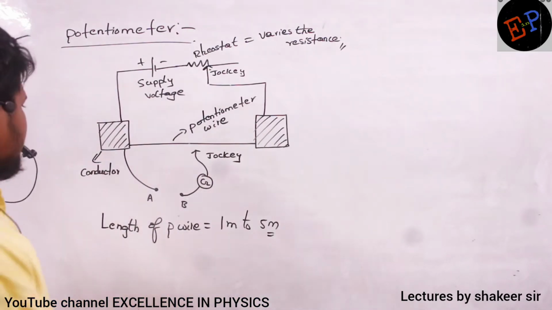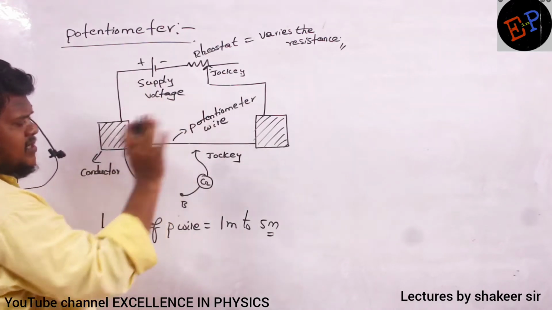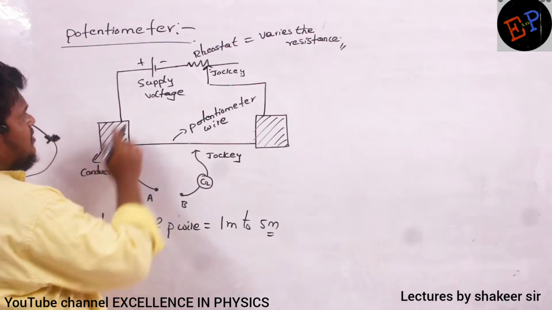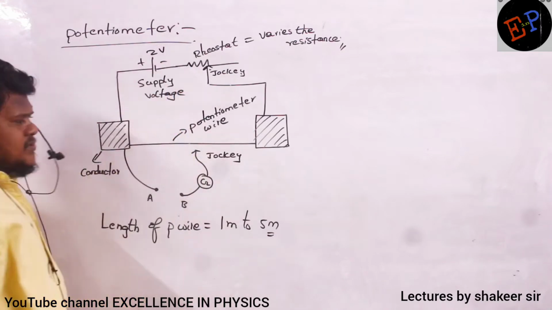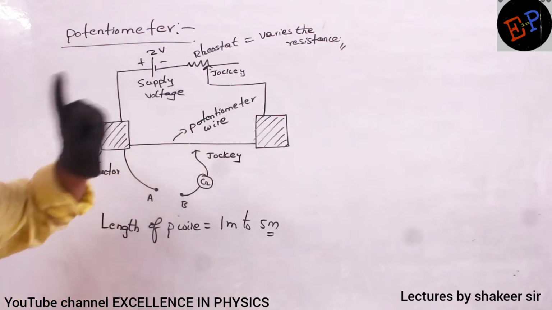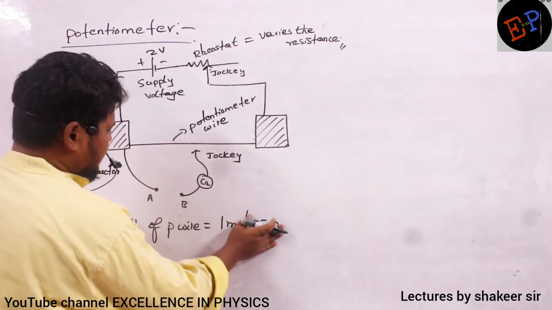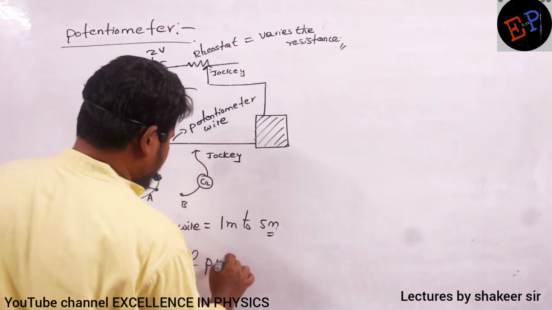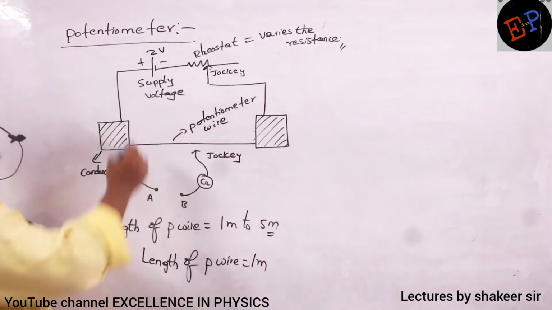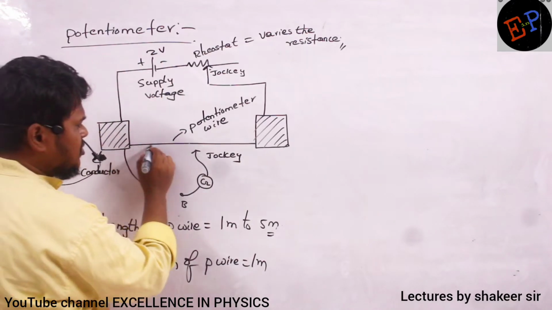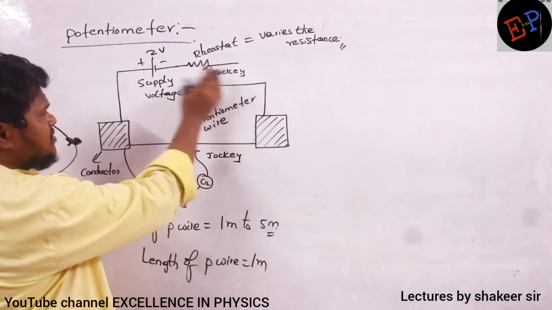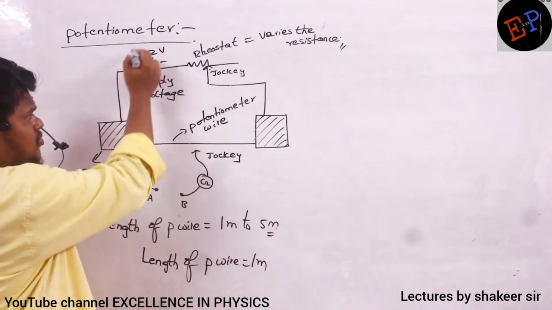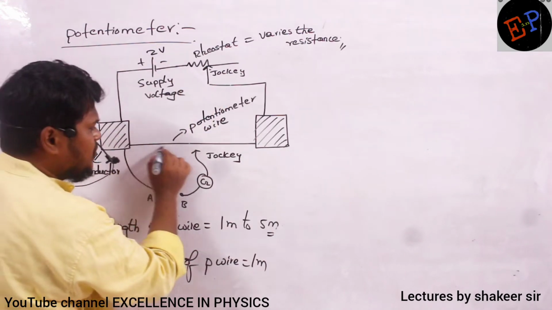So if I give a supply, let us take an example and try to understand how this potentiometer works. Let us consider the supply voltage is 2 volts, and the length of the potentiometer wire is 1 meter. Then this 2 volts will completely get dropped in this wire. These other parts are very small lengths, so you can neglect the resistance of the remaining wire. So the total supply potential of 2 volts will get dropped in this wire.